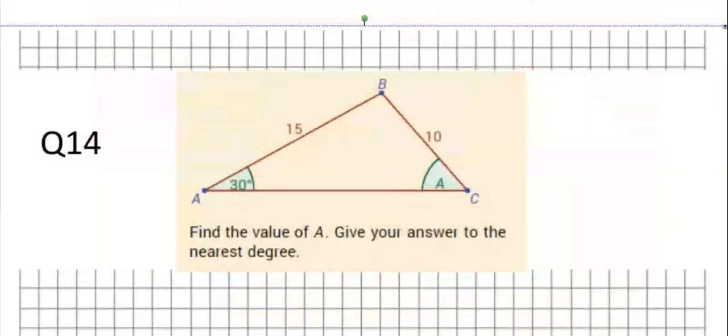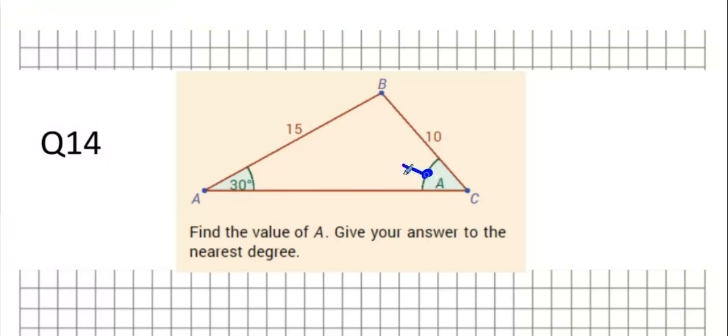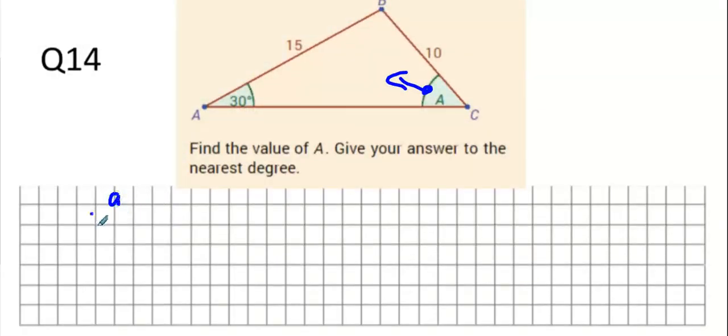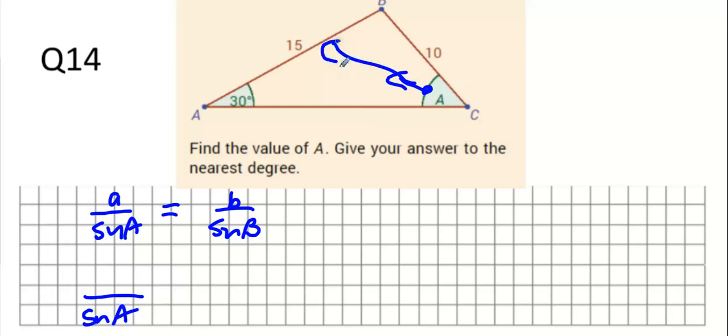Next question, which is question 14, is an angle question. Once again, we write down the sine rule: a over sine A equals b over sine B. Now in this question we're looking to find angle A. So we keep angle A where it is. What's looking at the angle A is 15. What's looking at the 10? Well, looking at the 10 is 30 degrees. So it's 10 over sine 30.